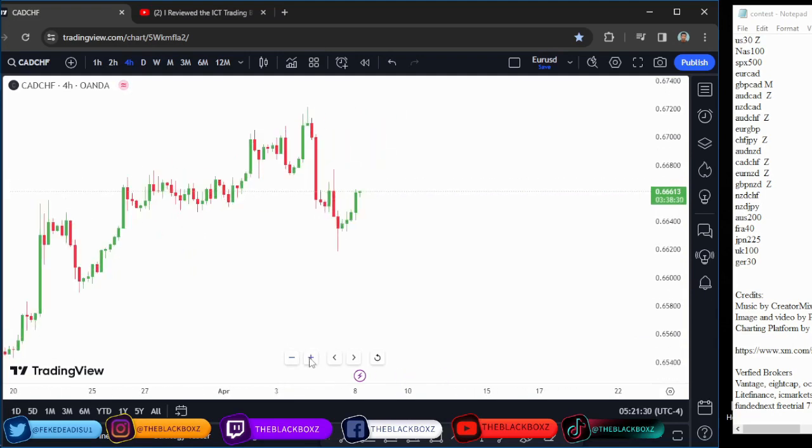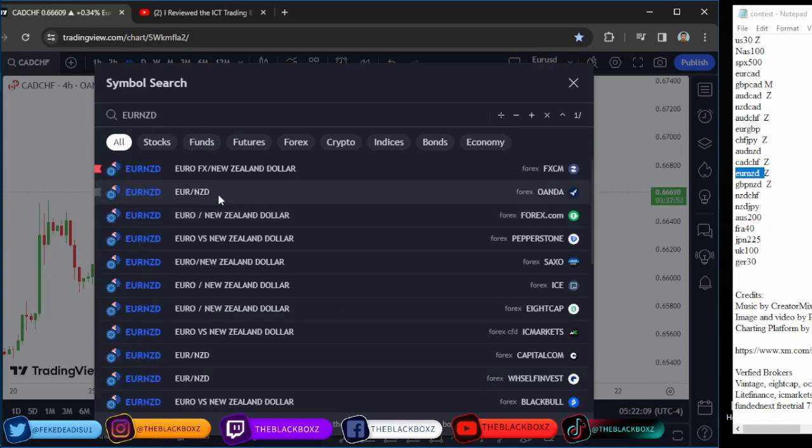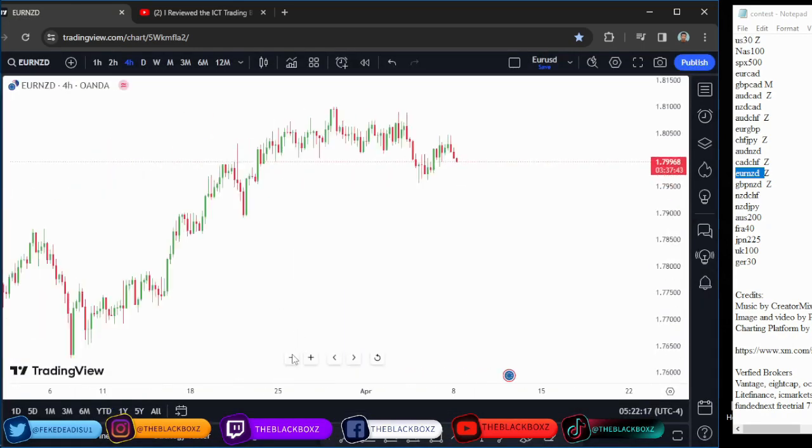There was a black box, so there was a buy opportunity. TP nailed, TP2, TP3 nailed, and finally collapsed down. So you sell that thing, TP nailed, and now it is retracing back up. So I went to Euro Kiwi.